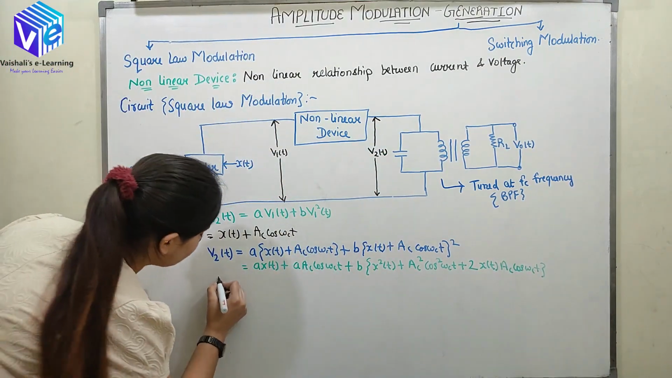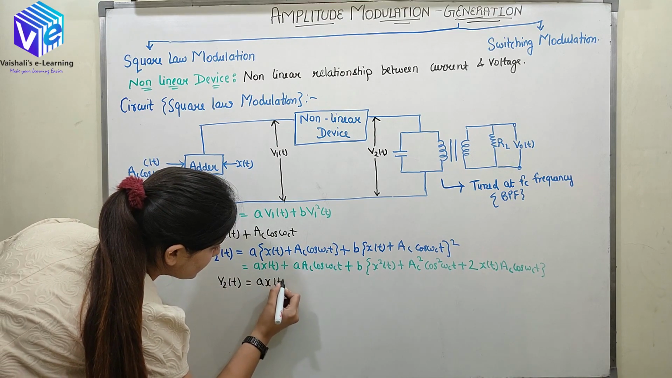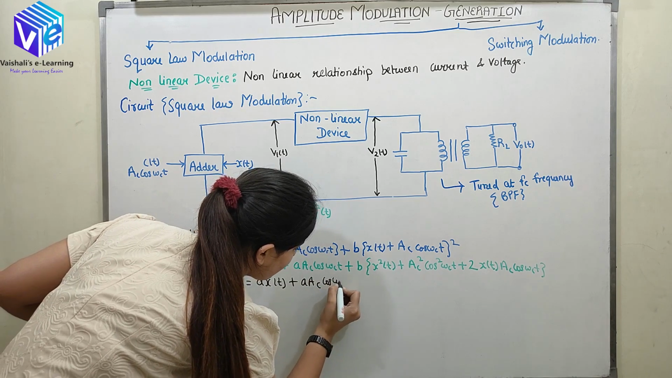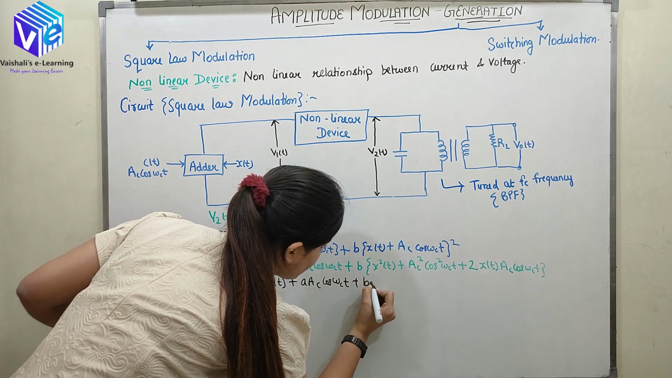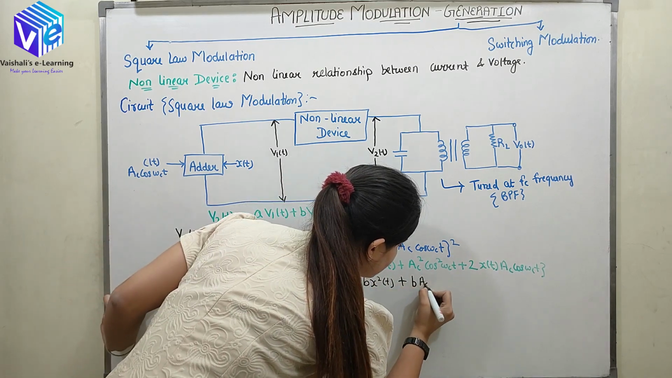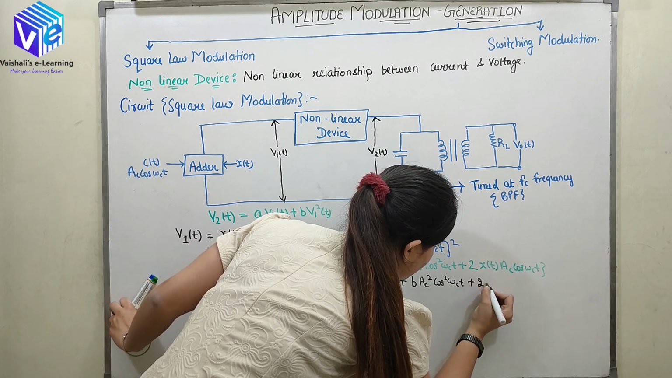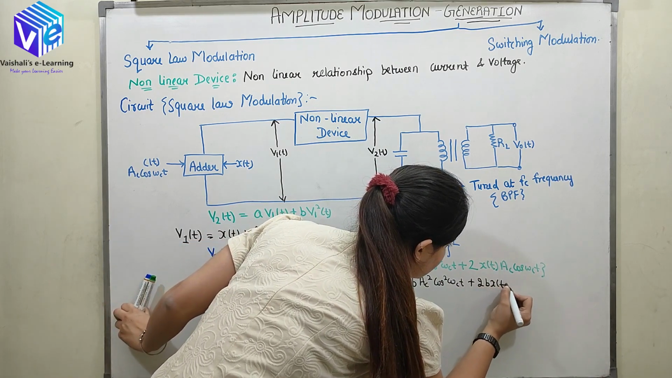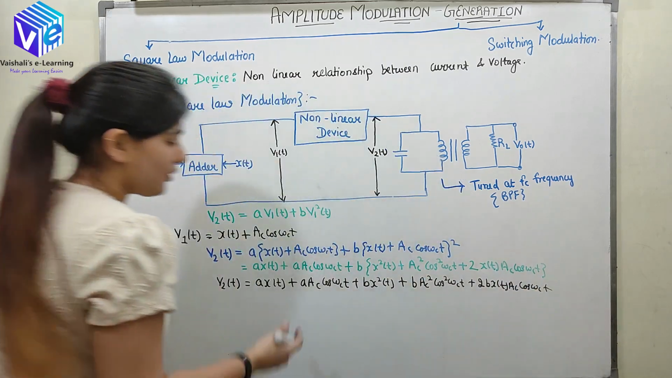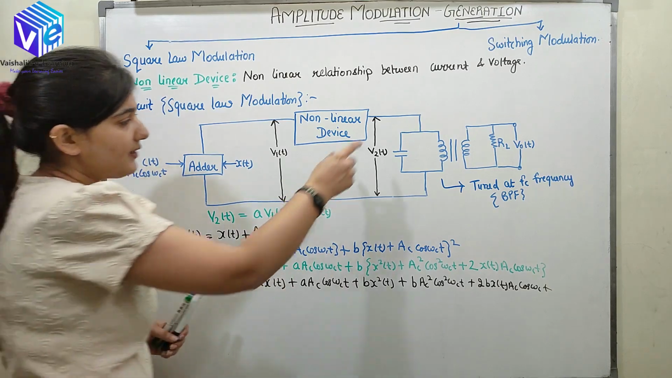So now I'll get the V2T as A of XT plus AAC cos omega CT plus BX square T plus BAC square cos square omega CT plus 2B XT AC cos omega CT. So now I am getting all of these values, all of these signals at V2T.